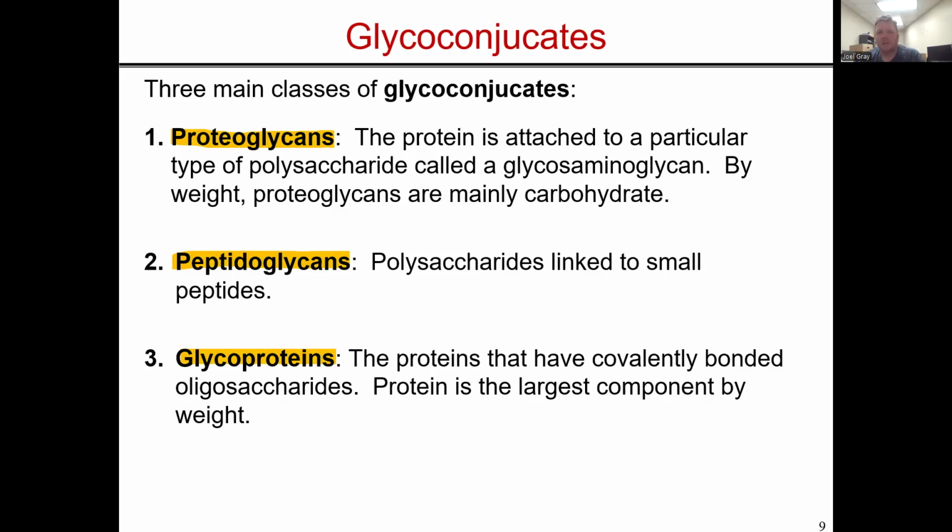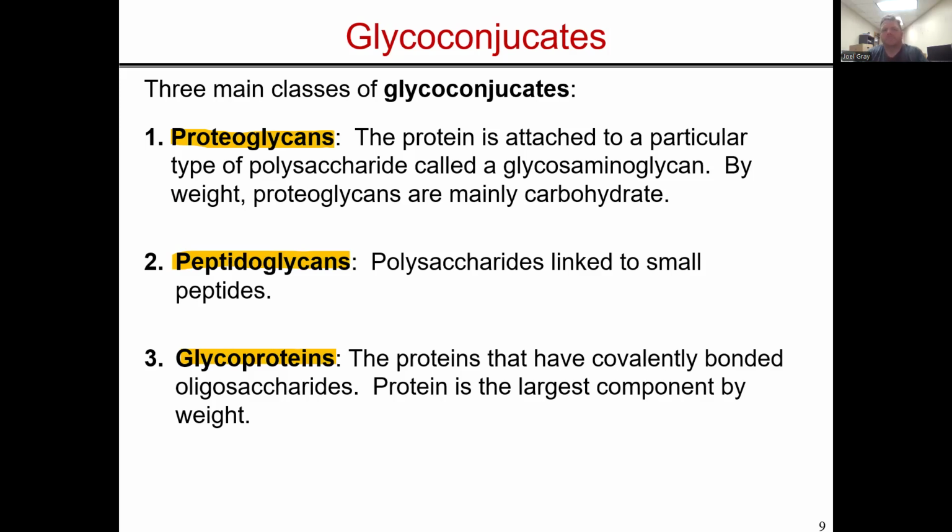The protein is attached to a particular type of polysaccharide called a glycosaminoglycan. By weight, proteoglycans are mainly carbohydrates. Peptidoglycans are polysaccharides linked to small peptides, so this is a part that is peptides and sugars. Glycoproteins are kind of like peptidoglycans, but they're much bigger. They are proteins that have covalently bound oligosaccharides, and the protein is the largest component by weight. So that's where we have a little bit of a difference there.